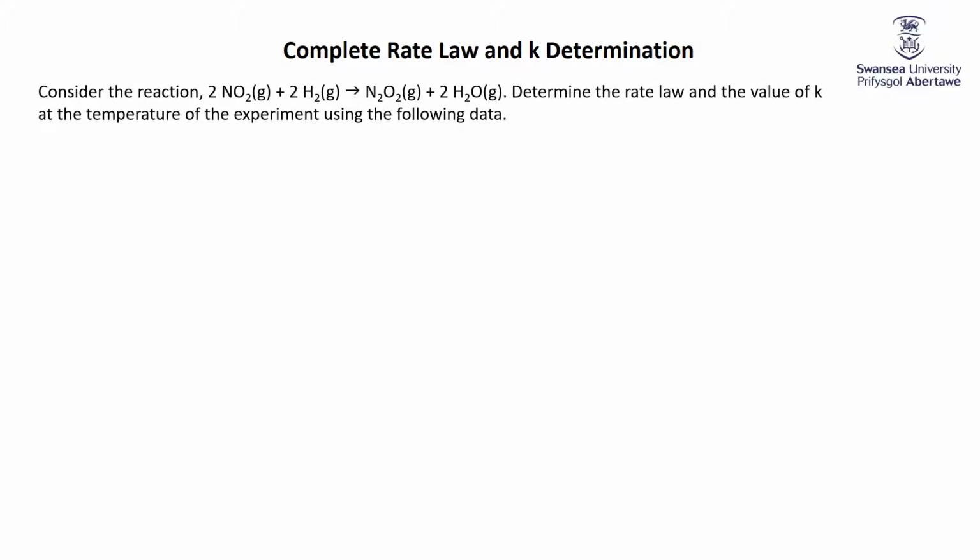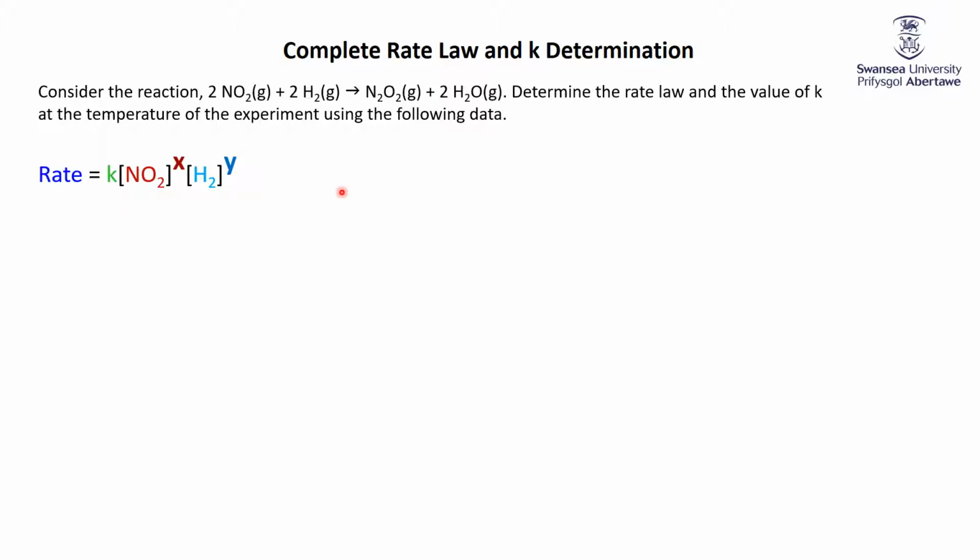So the last slide showed the mental process that you have to follow in order to determine the rate law. Now let's actually look at an experiment that you might complete. So our example, consider the reaction 2NO2 plus 2H2 going to 2N2O2 plus 2H2O. Determine the rate law and the value of k at the temperature of the experiment using the following data. So essentially what we want to do is get this rate law in which we're not only going to get X and Y, but we will then also determine k.